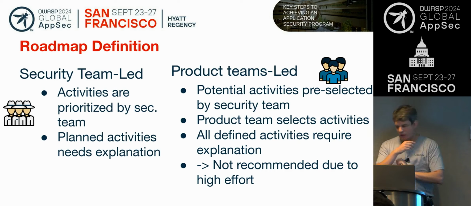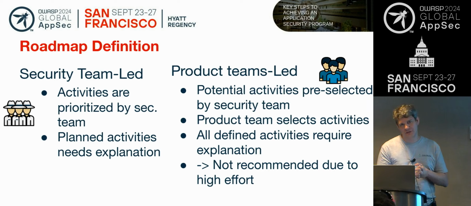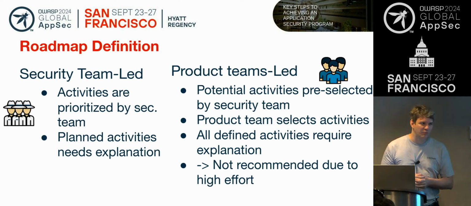Because the product team doesn't know all the different activities. So you need to explain all the different activities to the team. And not only one team, because depending on the number of teams you have, multiple times.